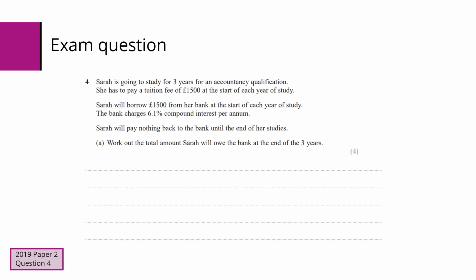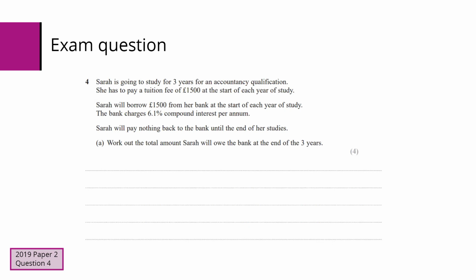A different exam question says, Sarah is going to study for 3 years for an accountancy qualification. She has to pay a tuition fee of £1,500 at the start of each year of study. Sarah will borrow £1,500 from her bank at the start of each year of study. The bank charges 6.1% compound interest per annum. Sarah will pay nothing back to the bank until the end of her studies. Part A, work out the total amount Sarah will owe the bank at the end of the 3 years for 4 marks.